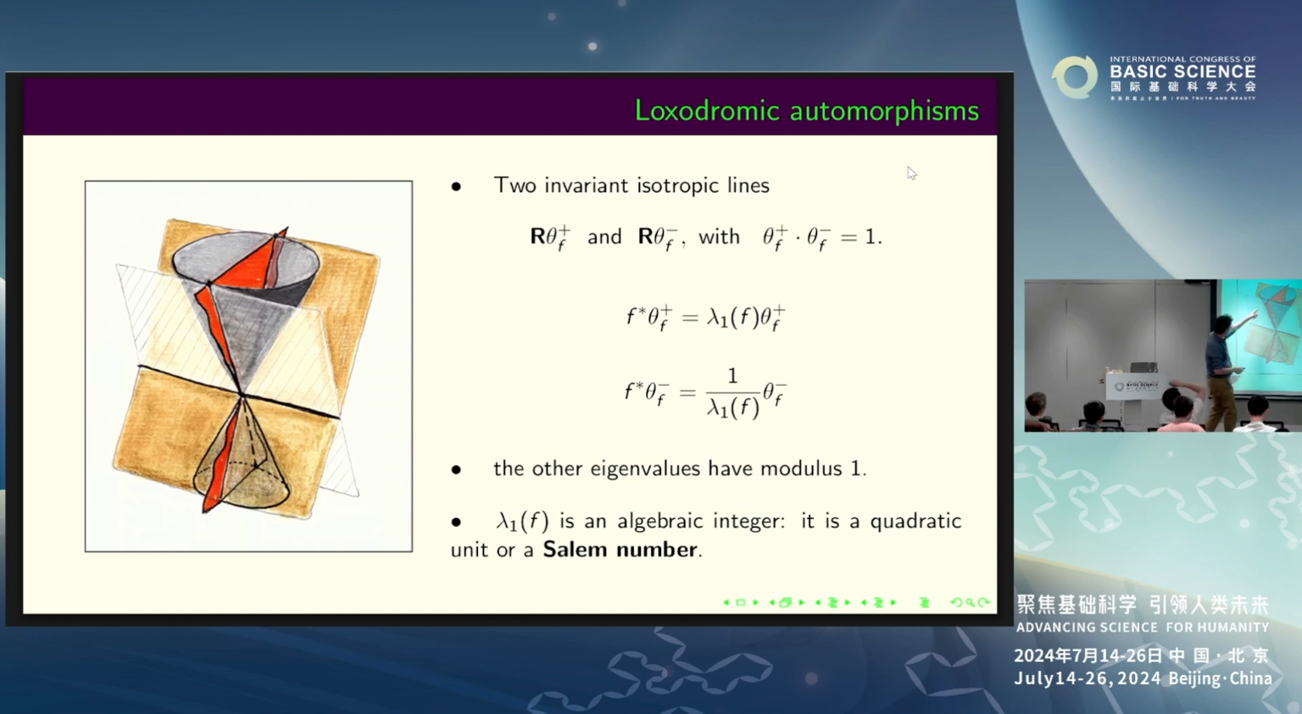And then on the orthogonal complement of these two lines, you get something which is contained in the part of the space where the intersection form is negative definite. So here on this picture, which is invariant under my map, you have theta plus, theta minus. These two lines are isotropic, and on the orthogonal complement the intersection form is negative definite. So in this invariant subspace, all the eigenvalues you see have modulus 1. So you have one eigenvalue larger than 1, one eigenvalue smaller than 1, and all the other ones have modulus 1.